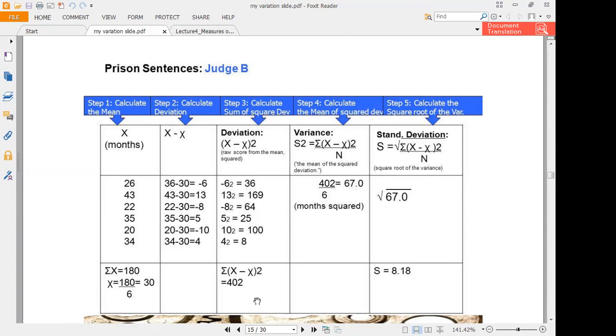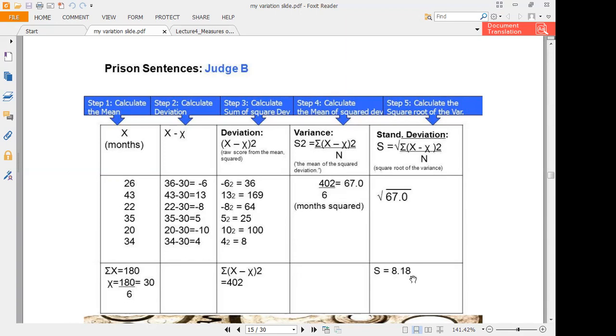Okay, now that we have squared, we need to divide by the number of samples, and that is 6. So 402 divided by 6 gives us 67. So this is our variance. So 67 is the variance here. Then the standard deviation can easily be calculated by finding the square root of the variance, which is the square root of 67. So the square root of 67 here is going to give us what?